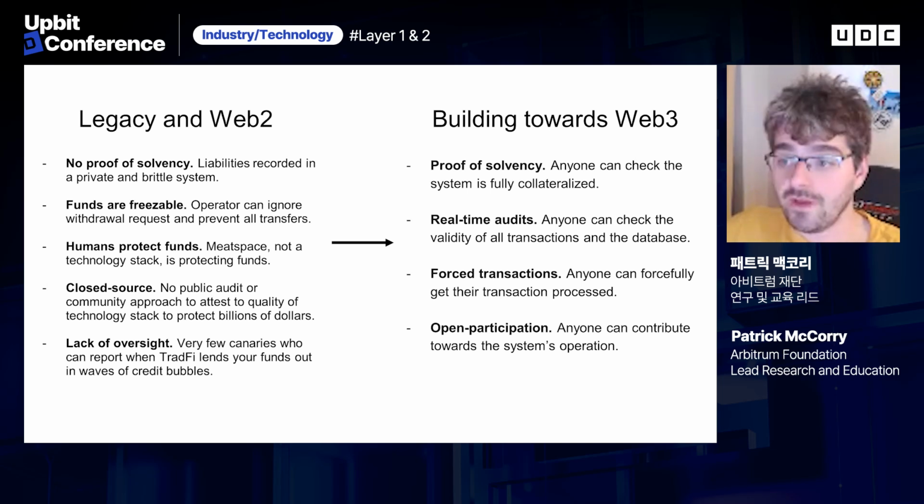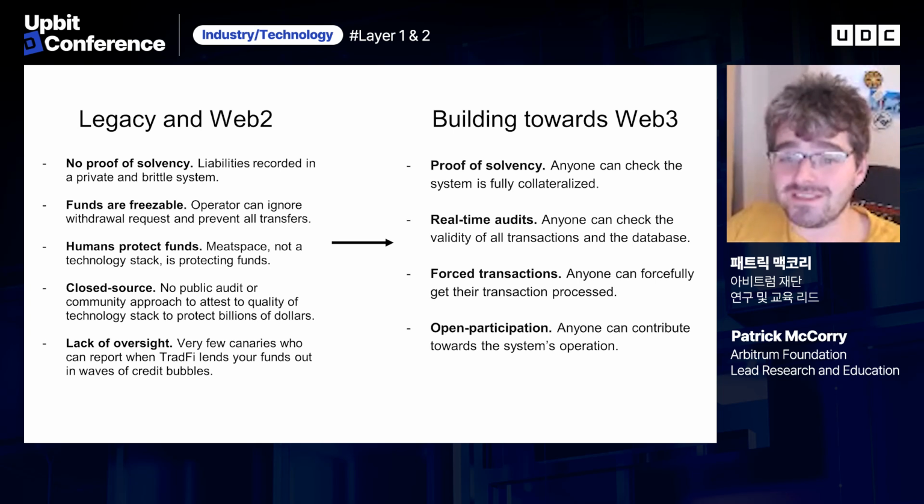In the legacy world of Web 2, we have these exchanges and these crypto services, and the legacy financial system, there's no proof of solvency. You know, liabilities are recorded in private and brittle systems. Funds can be frozen. We're relying on humans to protect funds, not software or cryptography. Everything's closed source and there's no oversight. That's terrible for everyone involved.